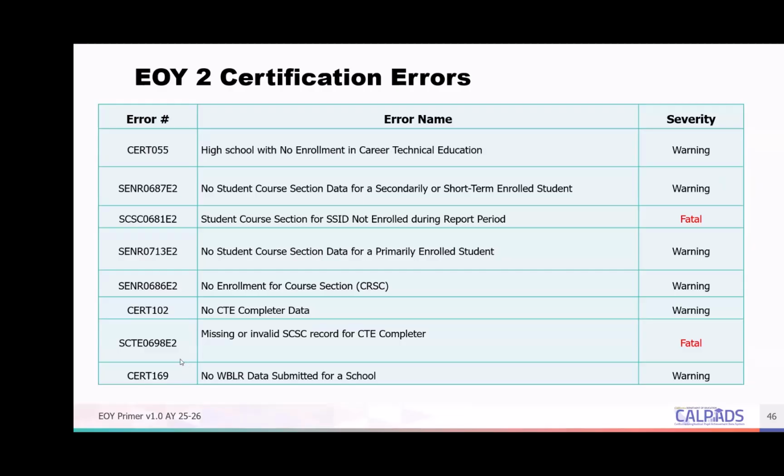For end of year 2, I would suggest that the SENR 0713E2 error, although it's just a warning, you do not want to disregard this error. Because we expect data for your students for every grading period, this error will trigger for every student, and it's just a warning. Initially, as you submit your student course section completion files, the errors will go down.